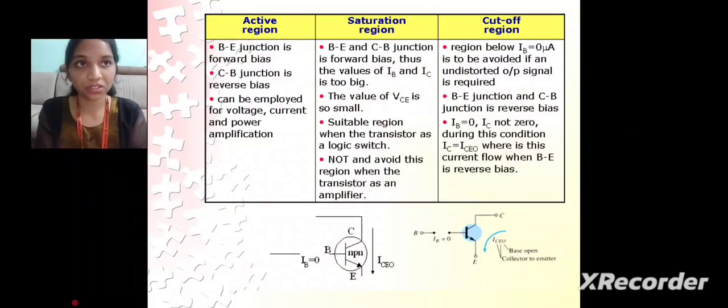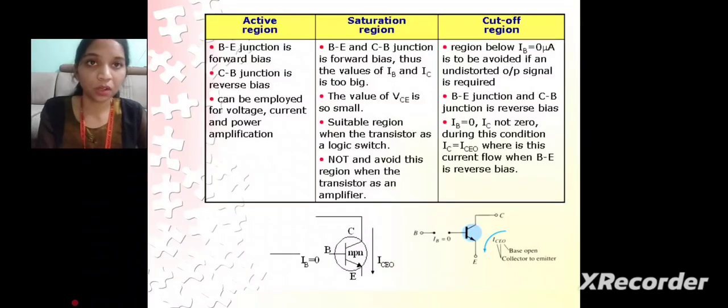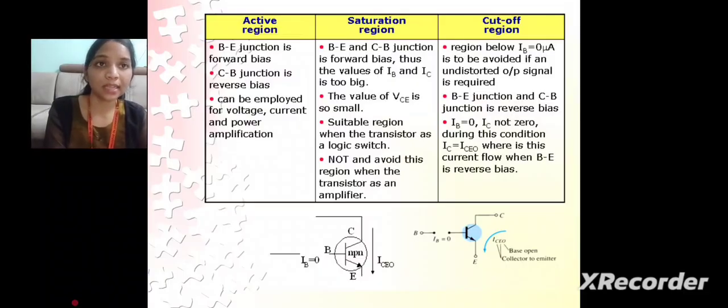Active region, saturation region, cutoff region. In active region, if we observe, BE junction is forward bias, CB junction is reverse bias, and it can be employed for voltage, current and power amplification. In saturation, BE and CB junctions are forward bias, thus the values of IB and IC are too big. The value of VCE is so small. It is a suitable region when the transistor is used as a logic switch, and to be avoided when the transistor is used as an amplifier.